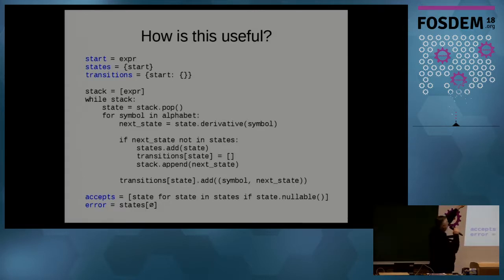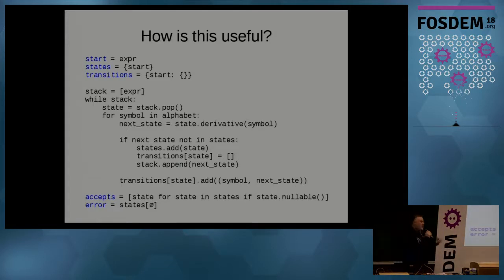You start off with a regular expression, and that's your start state. And then you add your start state to your set of states, and then you stick the first state on the stack. And then you go into a loop. So you take a state off the stack and you say, okay, for every symbol in my alphabet, let's take the derivative of that state, and that's a new state.